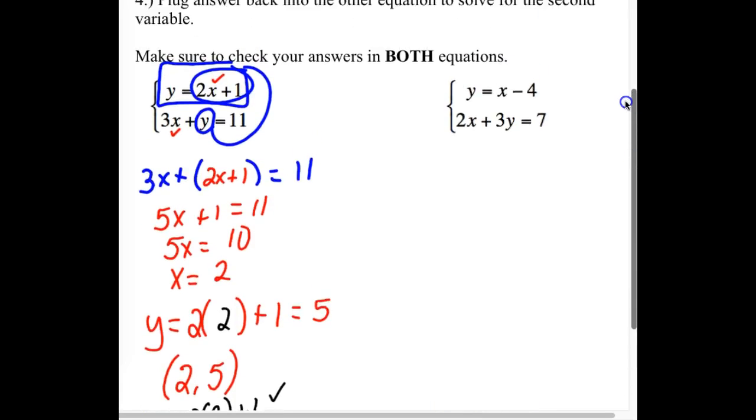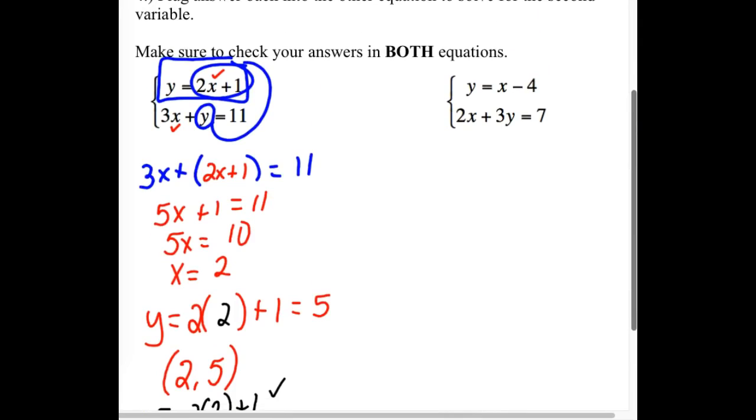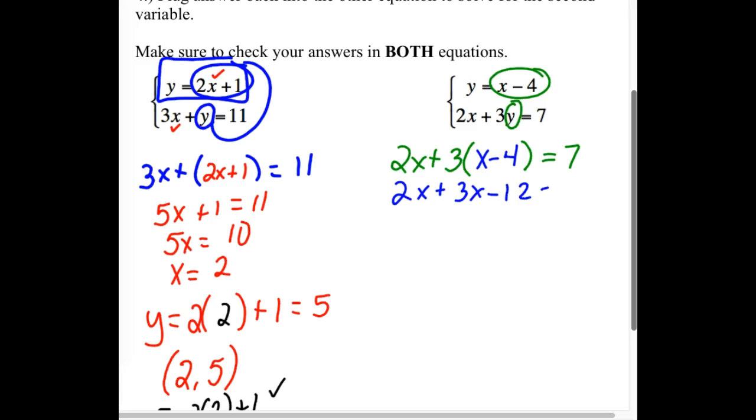All right, let's try another one. Do we have one equation already solved for a variable? Yes. So we have y being x minus 4. We're going to dump that in for our x. Okay? Sorry, dump it in for our y. I'm reading it as x minus 4. X minus 4 is going to get replaced where the y was. So we've got 2x plus 3 times our new y coordinate. That's the expression x minus 4. Distributing, 2x plus 3x minus 12 equals 7. What do we end up with?